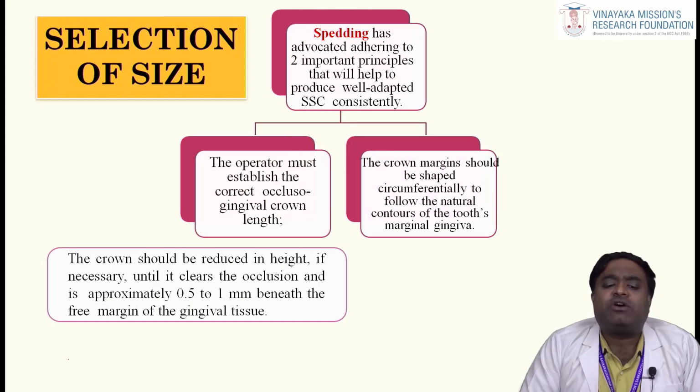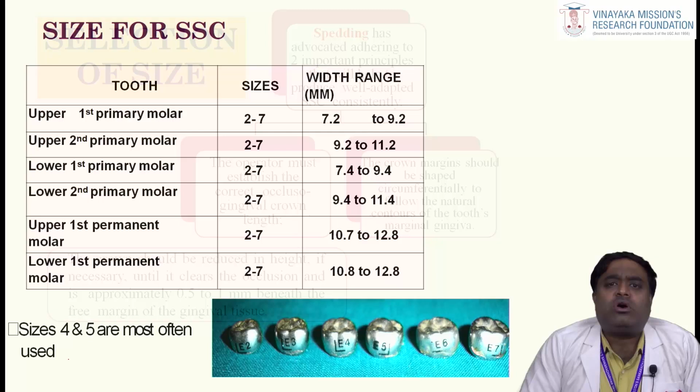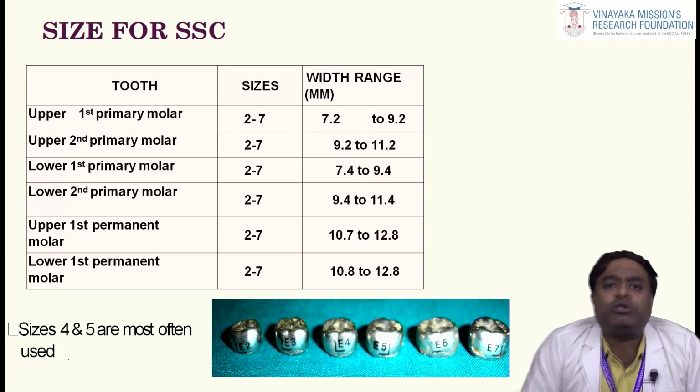So next, coming to the selection of the size. According to Spedding, he advocated 2 important principles which help produce a well adapted stainless steel crown. The operator must establish the correct occlusal gingival crown length, and the second is that it should be shaped circumferentially to follow the natural contours of the tooth marginal gingiva. Different sizes of the crown are available from 2 to 7. You can see in the table different teeth with a wide range of sizes. Out of all these, only sizes 4 and 5 are mostly used.